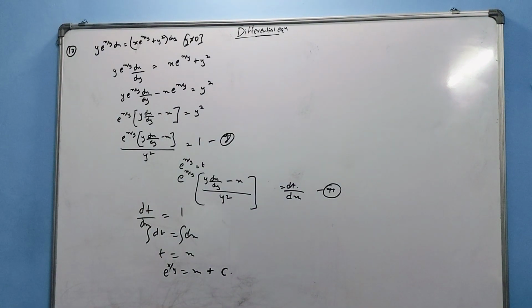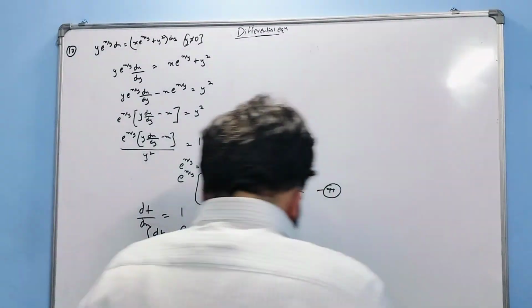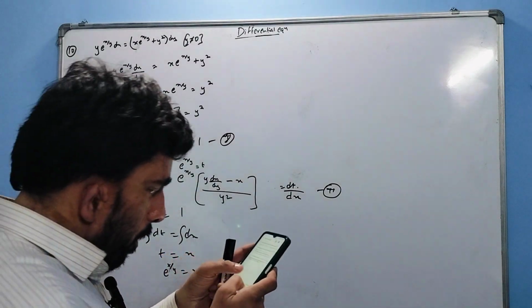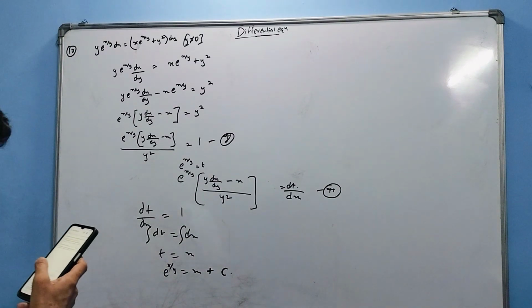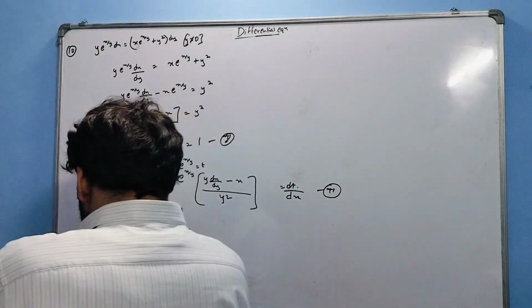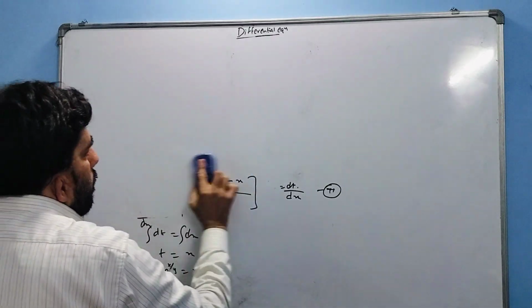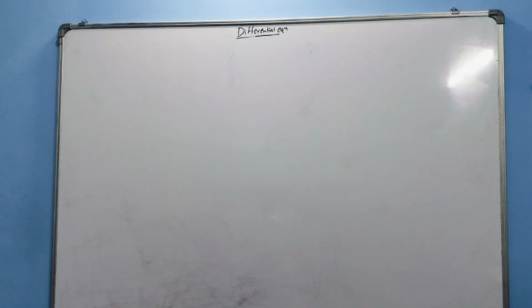Now we have solved only 10 numericals. Now let us try to solve the 11th. We have solved this differential equation. Now what the 11th is, they have given: find a particular solution. In the 11th question we need to find a particular solution of a differential equation.